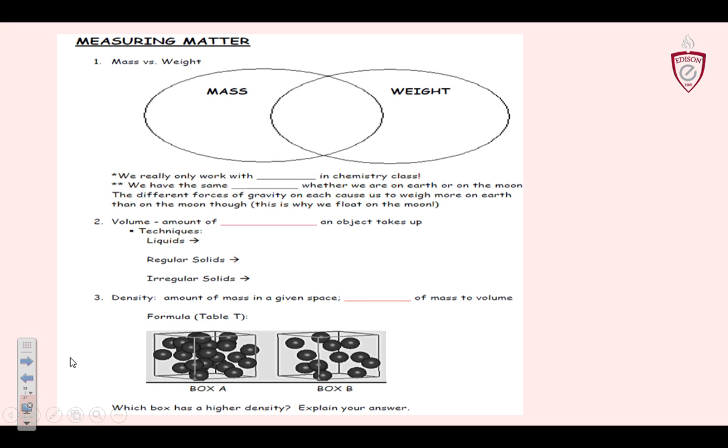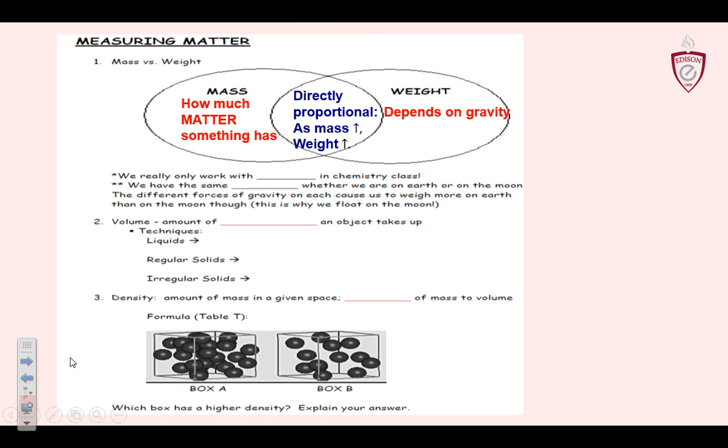We're going to start out with what mass versus weight is, because density's equation is density equals mass divided by volume. So mass is how much matter something has. It's like how many atoms are in it. Weight depends on gravity, but both are directly proportional. As mass increases, weight increases, because as you have more atoms, you are going to weigh more. We really only work with mass in chemistry class, but we might say go weigh this or go mass this. They're often used by many scientists here on Earth interchangeably. The correct terminology is to use mass.